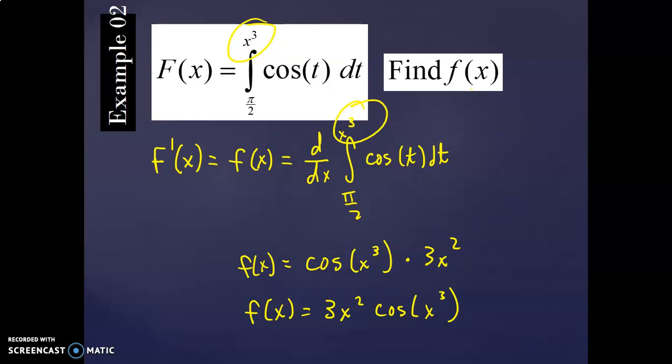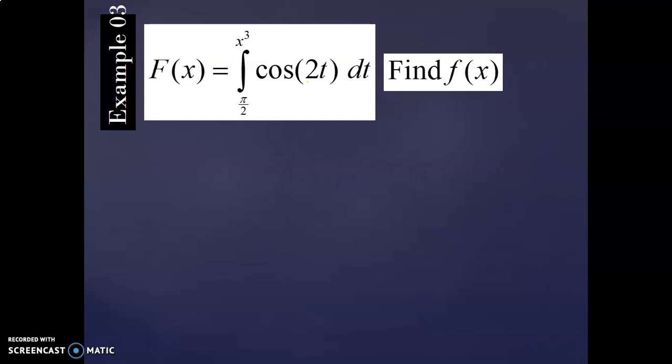All right, so just use the chain rule. If the function on top is more than just x, multiply by its derivative at the end. Now this one's incredibly similar, but instead of t, we have cosine of 2t. Everything works exactly the same. I just need to make sure I plug in x cubed for t. So it's going to be 2 times x cubed when I plug it in, and then I have to do the chain rule. So little f of x is going to be the derivative with respect to x of the integral going from a constant to a function.